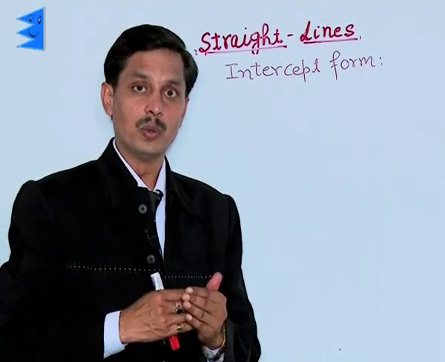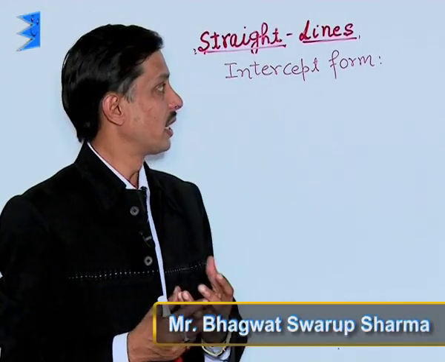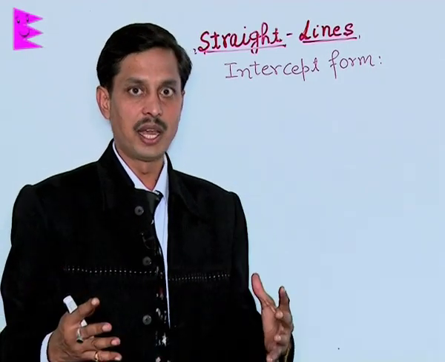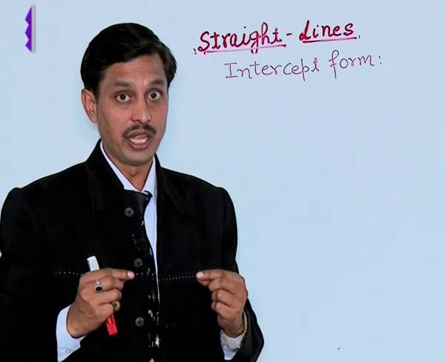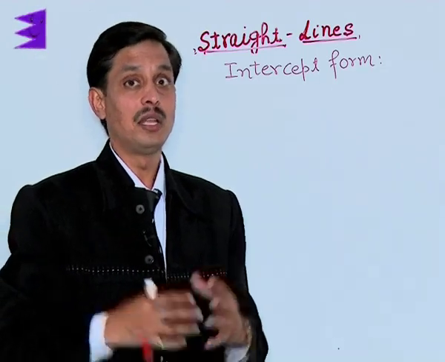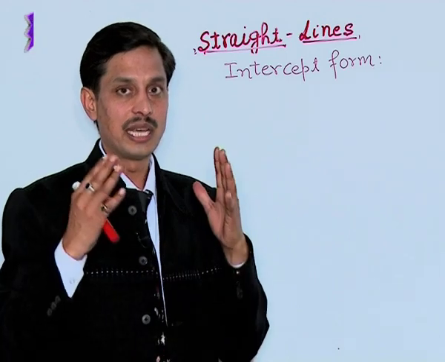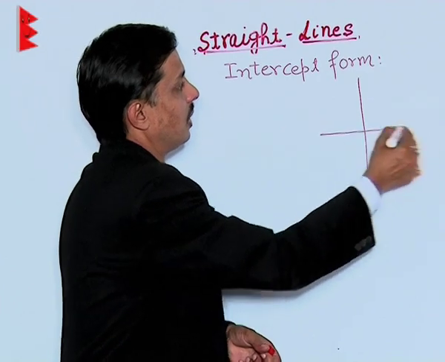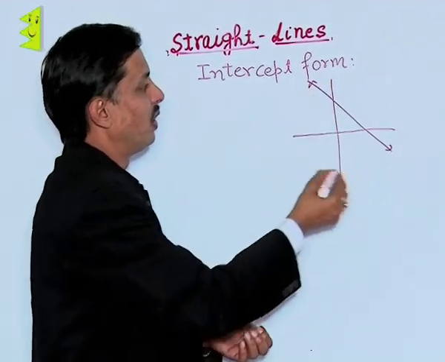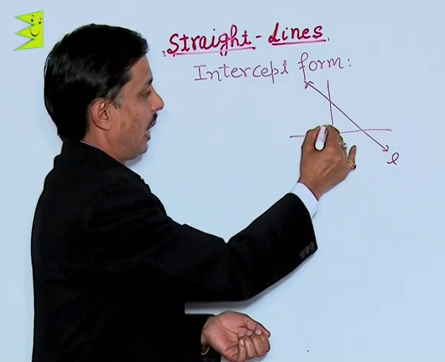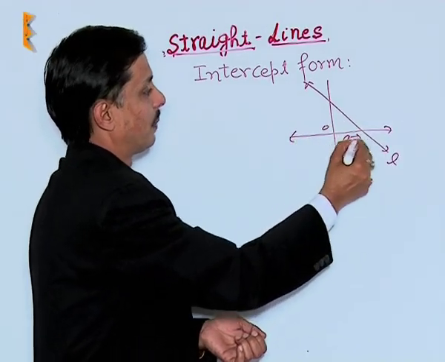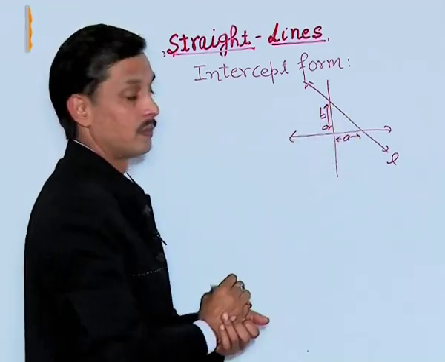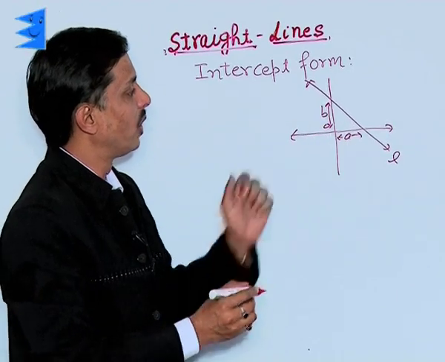Now I want to tell you how to find the intercept form, that is, how to find the equation of a straight line if it is cutting off intercepts of length a and b units on the x-axis and y-axis. The situation will be like this: this is the line whose equation we need to calculate, and this line is cutting off an intercept of a units on the x-axis and b units on the y-axis.